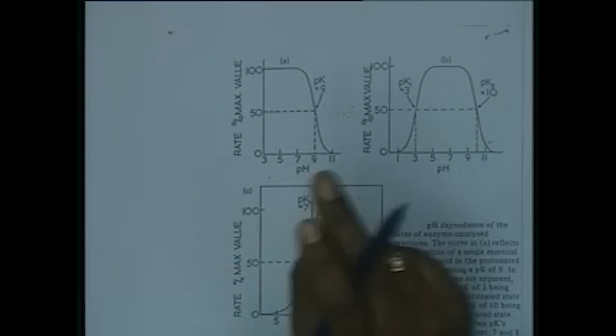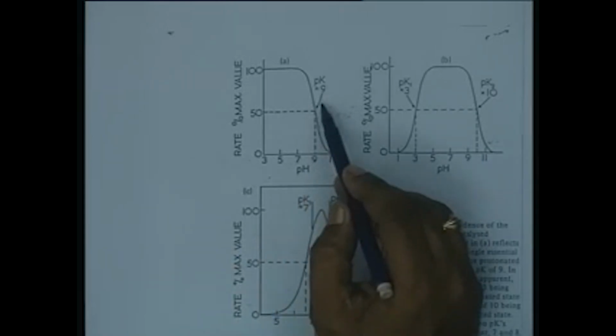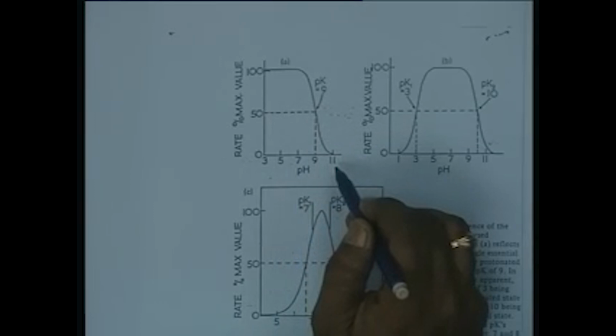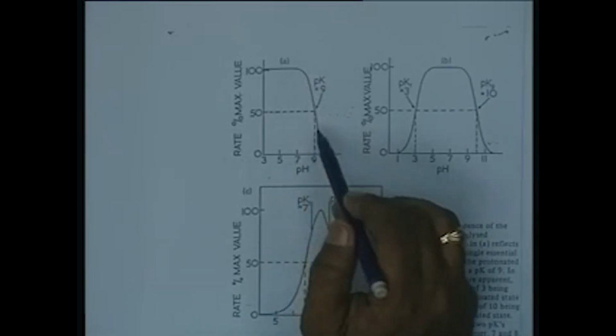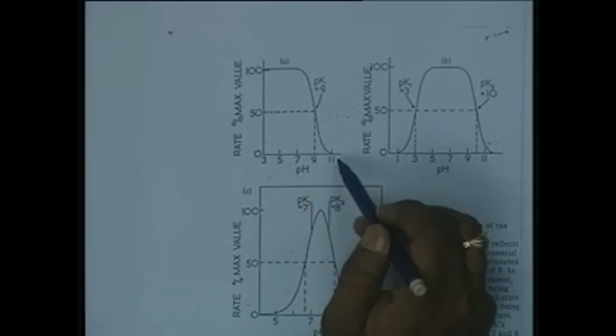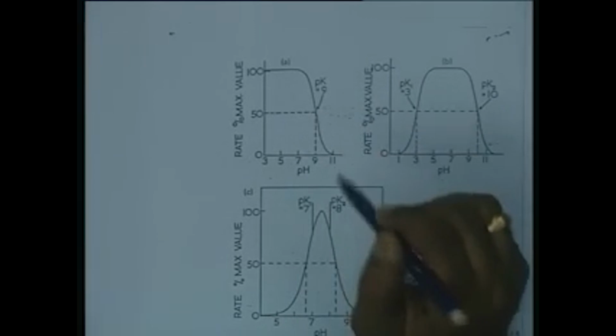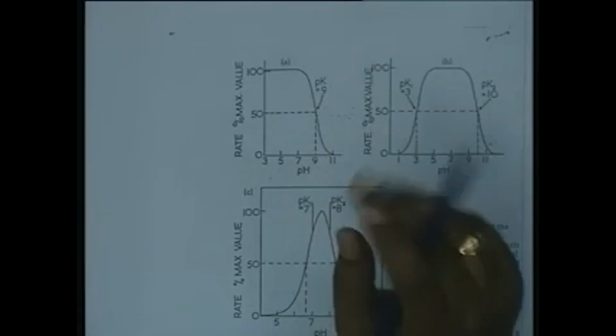When there is only one ionizable residue with a pK value of 9, initially at a lower pH value the enzyme activity remains constant, and when you go to a higher pH value the rate falls, and subsequently at an extreme value it comes down to 0. We will take up the determination of pK values and their role.